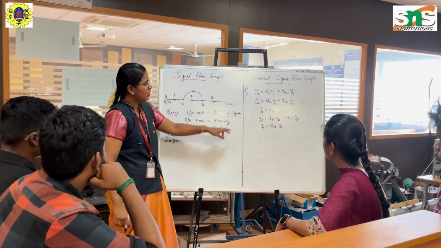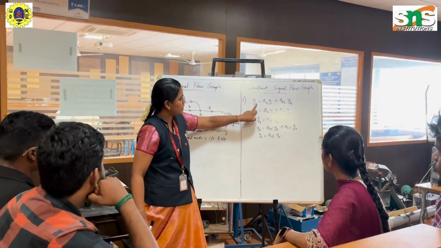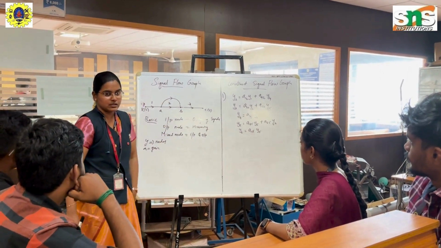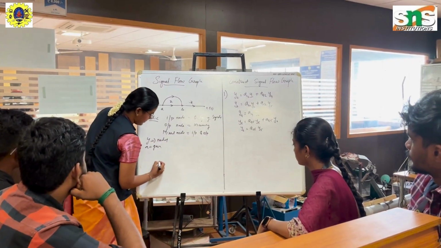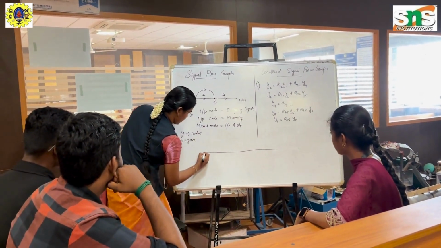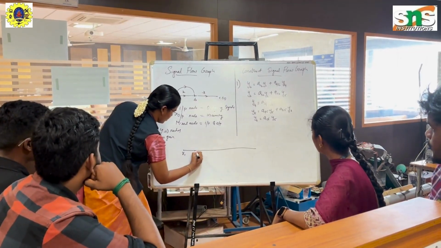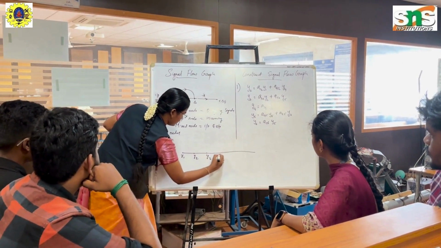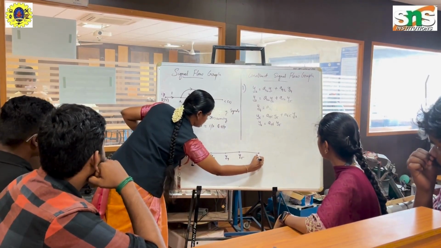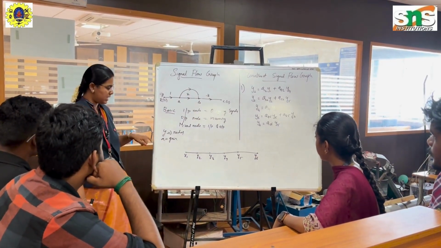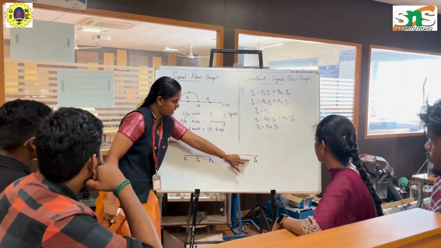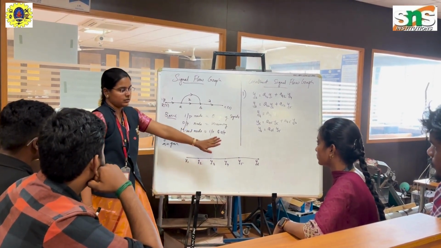So we have y1, y2, y3, y4, y5, y6. We have 6 nodes. I am going to draw my 6 nodes starting from y1 to y6. Y represents my node and A represents the gain. I have drawn my basic diagram.